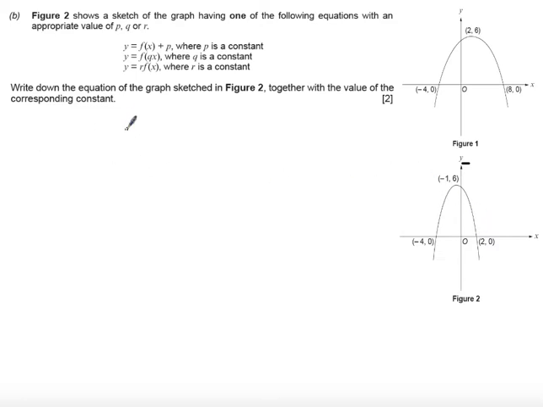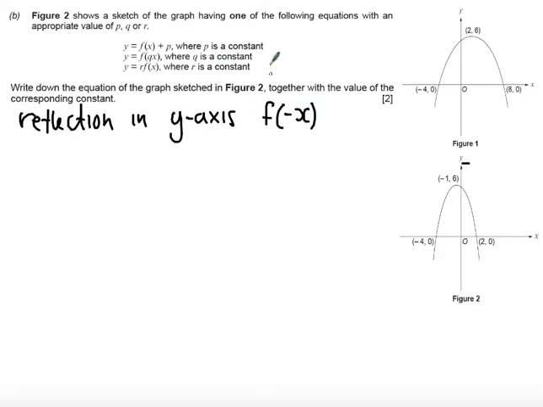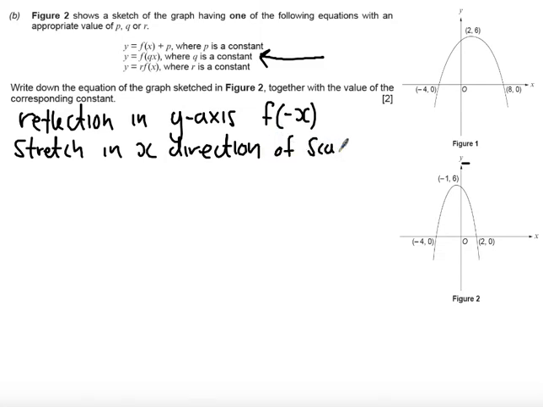So there are 2 things happening here. There is a reflection in the y-axis. So the reflection in the y-axis means I've got f of -x. So that must mean that the type of transformation I'm looking at here is this middle one, because q could be -1, but also there is a stretch in the x direction, and the scale factor of this is 1/2.